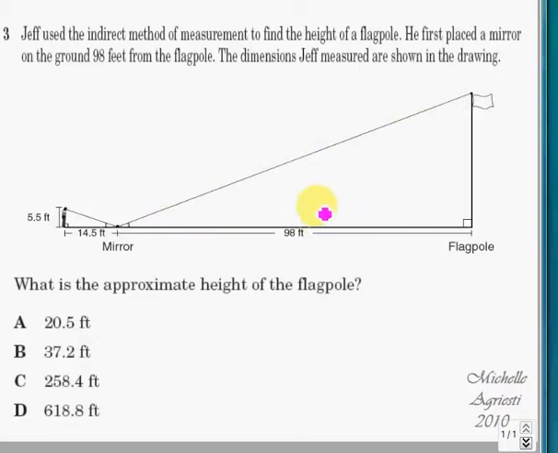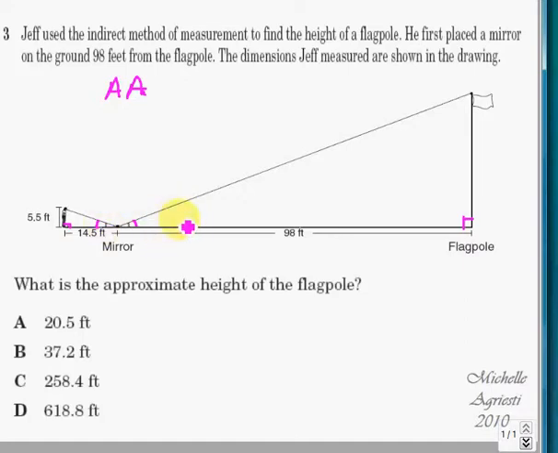So what we have here are two triangles, and these two angles here are congruent. This is the angle of incidence, and that's the angle of reflection, and they are congruent. We also know that the flagpole here is perpendicular to the ground, and Jeff is also standing perpendicular to the ground. So what we have are two triangles with two sets of congruent angles. And from the angle-angle similarity theorem in geometry, we know that these two triangles are similar to each other.